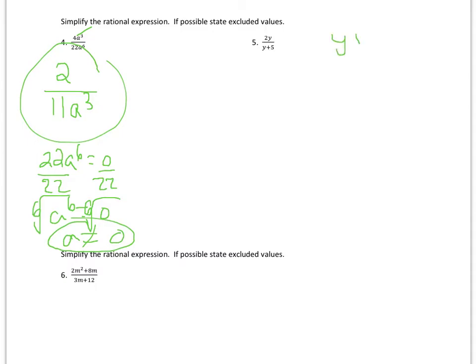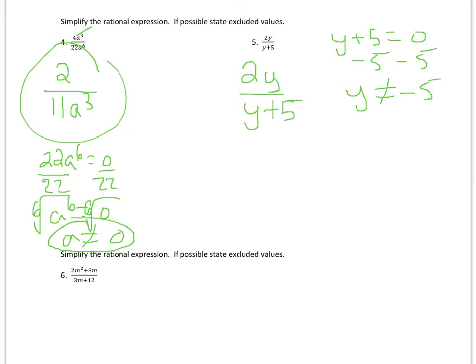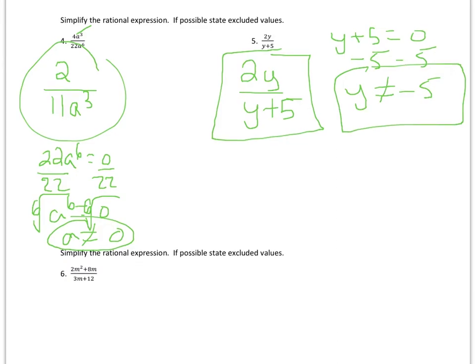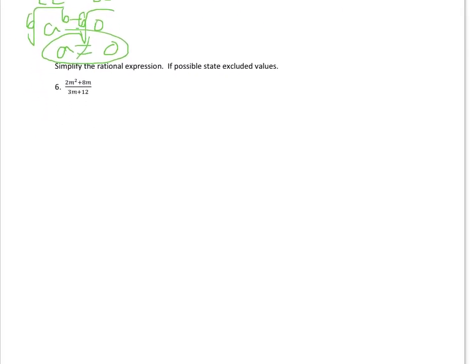Alright, over here, let's just take care of that excluded value since it pops out at you. So we know y cannot be negative 5. Is there any way I can simplify this? Nope, because nothing has anything in common, and it can't be factored. Okay? So we have our excluded value, we have it simplified, so you're done with that one. Alright, so now let's take care of the excluded value.